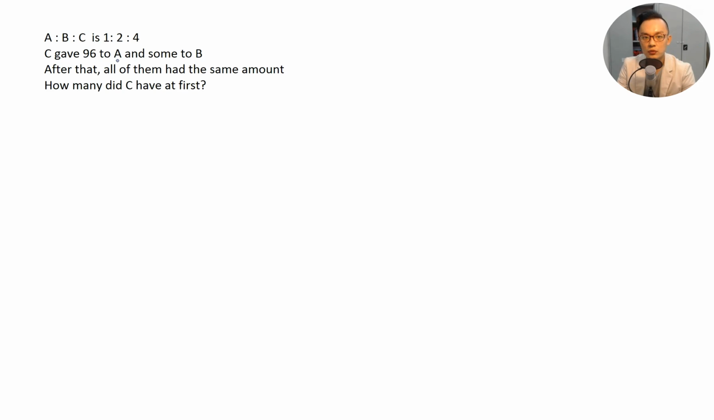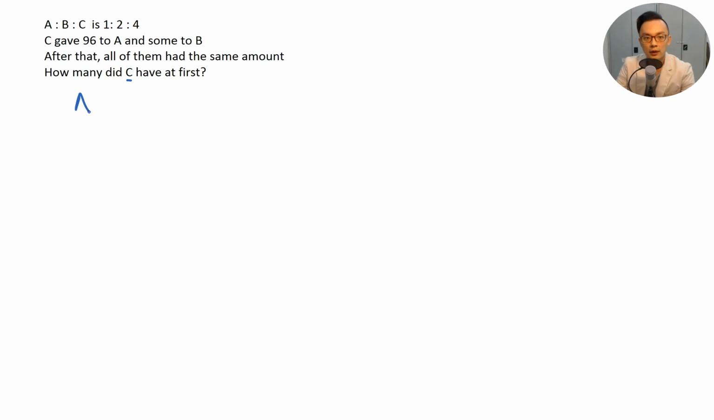Okay, A is to B is to C is 1 is to 2 is to 4. C gave 96 to A and some to B. After that, all of them had the same amount. How many did C have at first? So let's take a look. So A is to B is to C is 1 is to 2 is to 4. My total is 4 plus 2 plus 1, 4, 5, 6, 7.